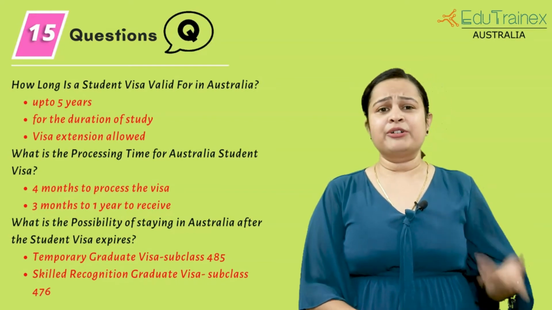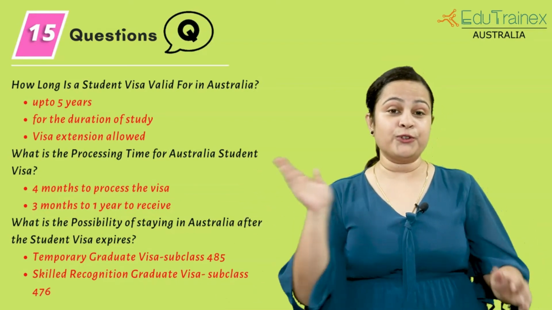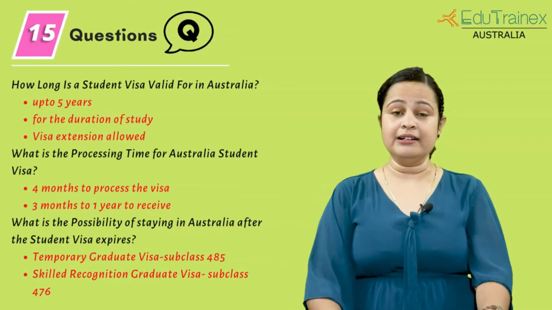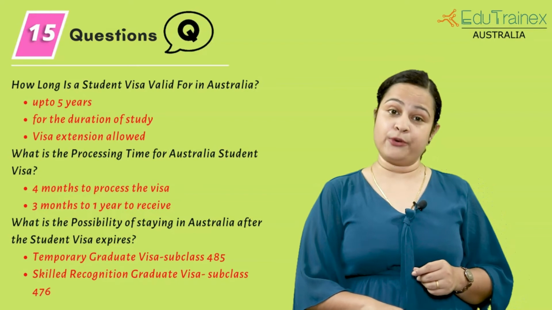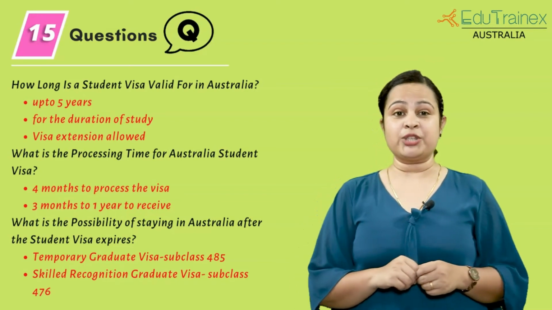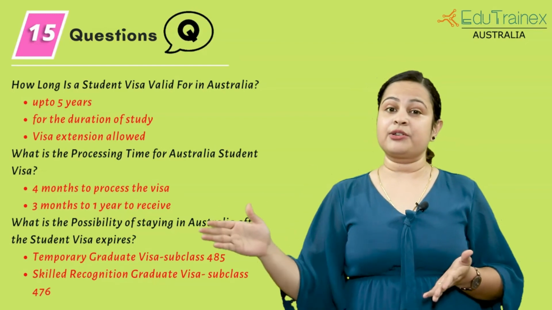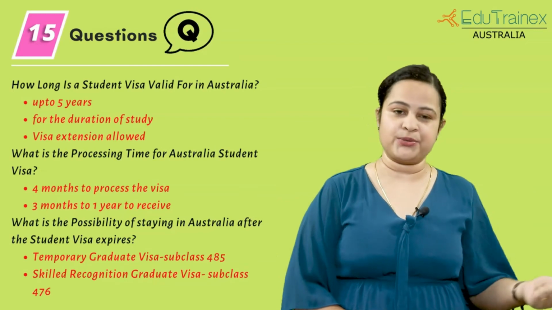Then many of you ask about the possibility of staying in Australia after the student visa expires. For those who wish to stay longer than the duration of their student visa, there are some other options available, like the temporary graduate visa subclass 485, the skilled recognition graduate visa subclass 476, and the visitor visa subclass 600, which may be applied for if your student visa expires before graduation.